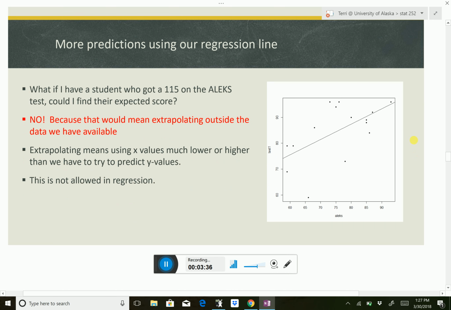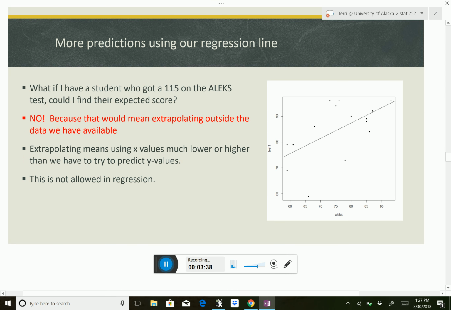And then let's talk about predictions on a regression line. Let's say that I had a student that got a 115 on the ALEX test. Could I find their expected score? Well, the answer is no, because look what I would have to do. This would be about 95, 100, 105, 110. 115 would be pretty much on the edge of my screen here. So I would have to extrapolate outside the data that we have available.